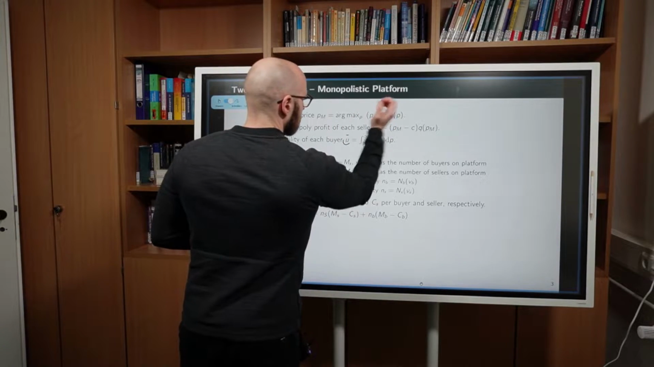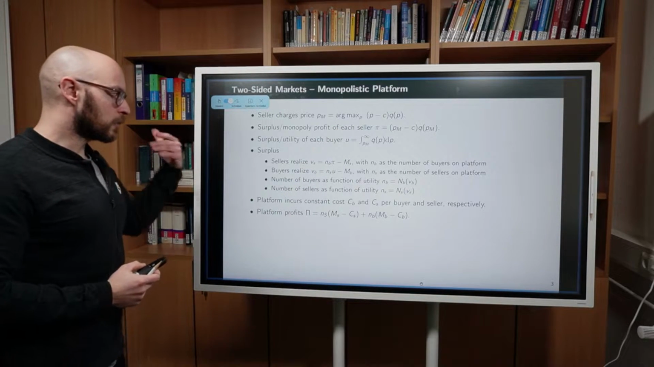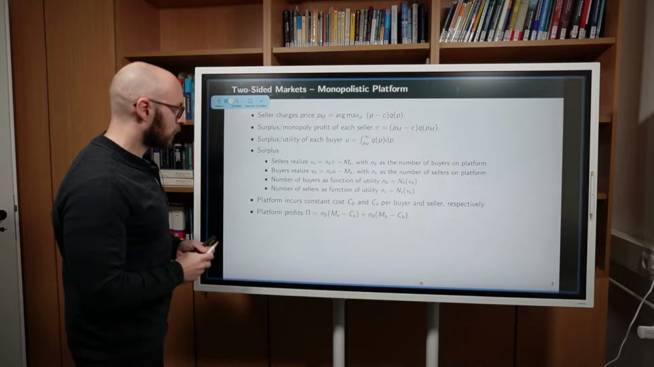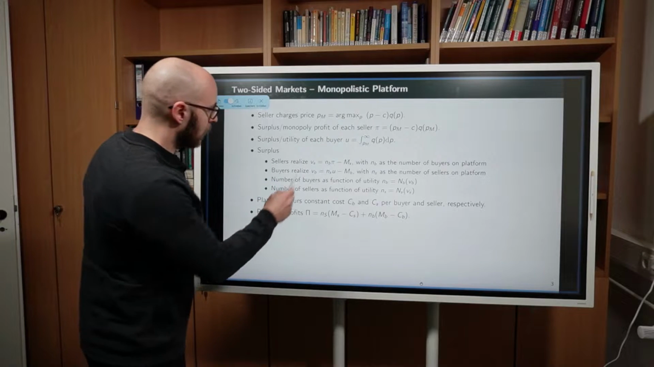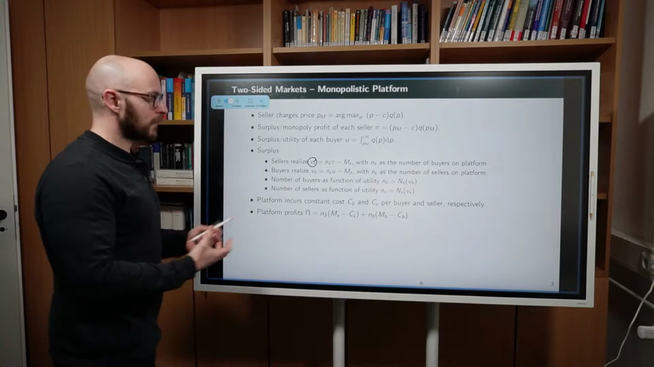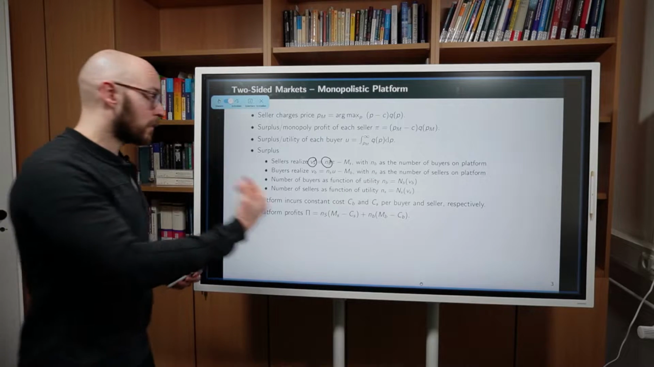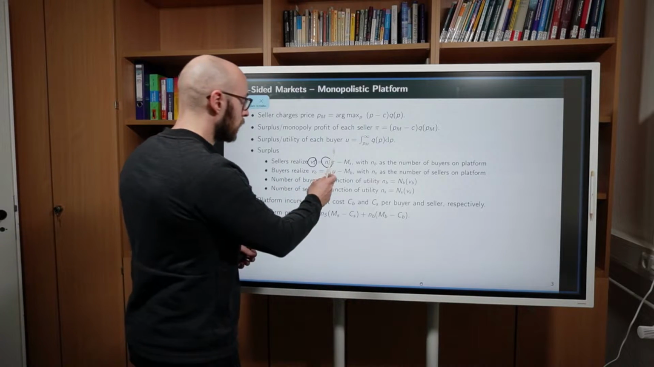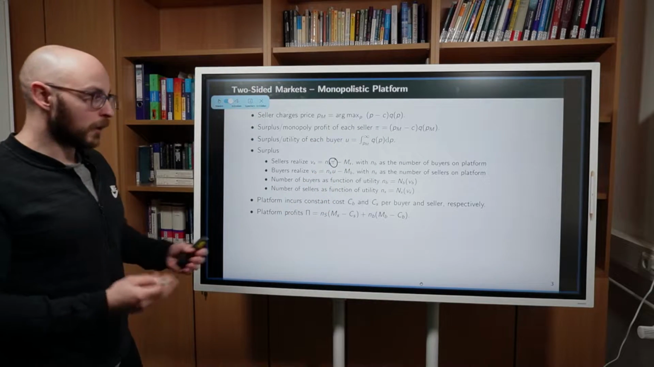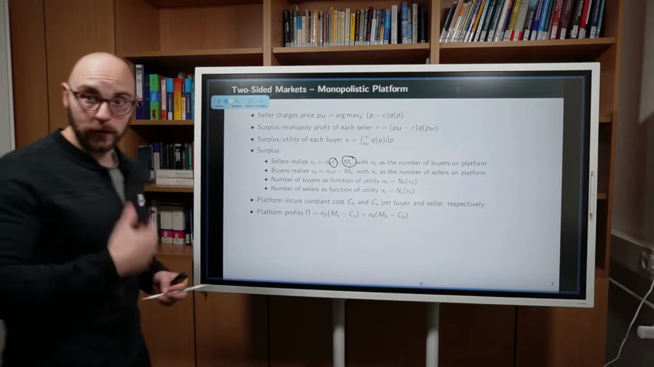Now, based on this, we can think more about the joint surplus on the platform. From the viewpoint of the seller, we define that as VS. If you are on the platform as a seller and there are nB buyers, then for each transaction with a buyer you realize your operative monopoly profit pi, but you have to pay an access fee mS in order to access the platform.